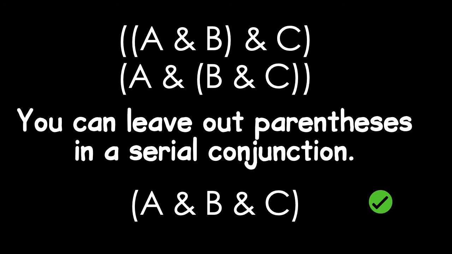So, as a notational convention, we'll say that you can leave out parentheses when there's a serial conjunction. That is, a series of this and that and that. The rule says you need a parenthesis around every pair of things, but you can leave it out. For purposes where it matters, you can add the parentheses back, and the two sentences at the top are equivalent, so you could just use either one.